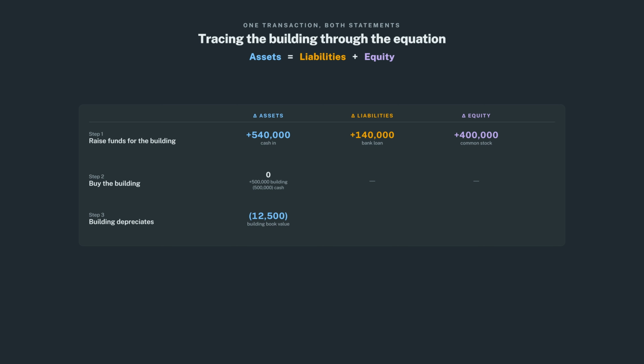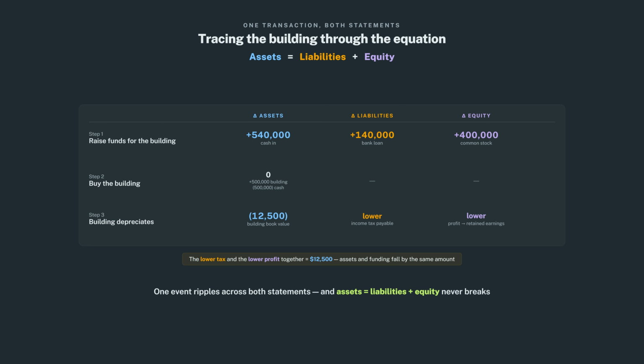Well, that $12,500 expense lowers our pre-tax profit. But remember, expenses also reduce the tax we owe. A bigger expense means a smaller tax bill. So the $12,500 of depreciation actually does two things on the funding side. Most of it reduces net income, which flows into retained earnings and lowers equity. And the rest of it reduces the income taxes BrightLeaf owes, which lowers their income tax payable liability. And those two reductions together will be exactly $12,500, matching the drop in assets. So the equation stays in perfect balance.